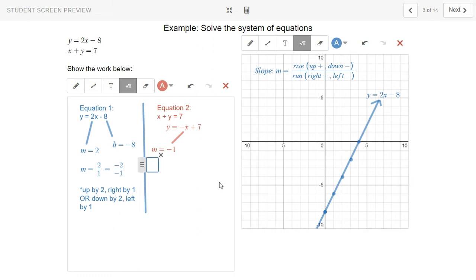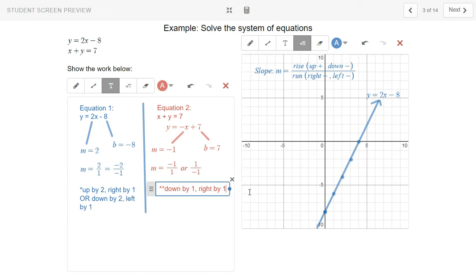Now, if this is negative 1, we could write this as negative 1 over 1, or we could write positive 1 over negative 1. The second part tells us our y-intercept, b is equal to 7. What our slope tells us, we're going to go down by 1 and then right by 1, or we could say we're going up by 1 and then left by 1.